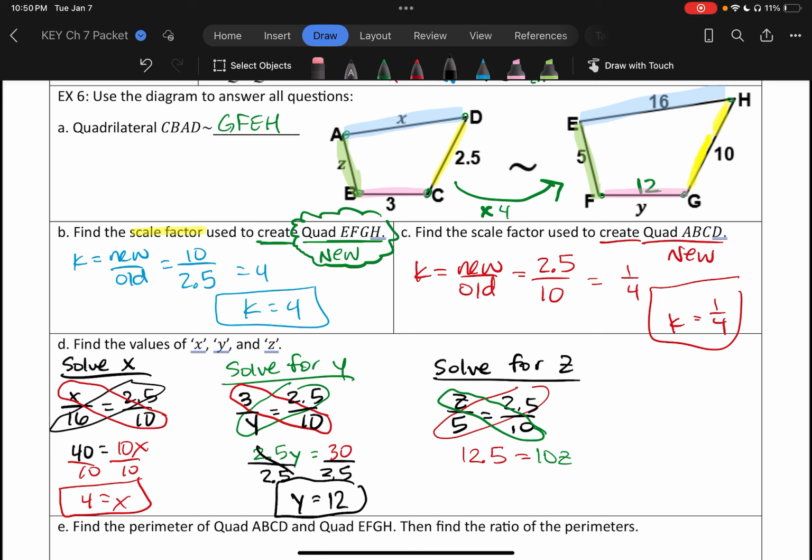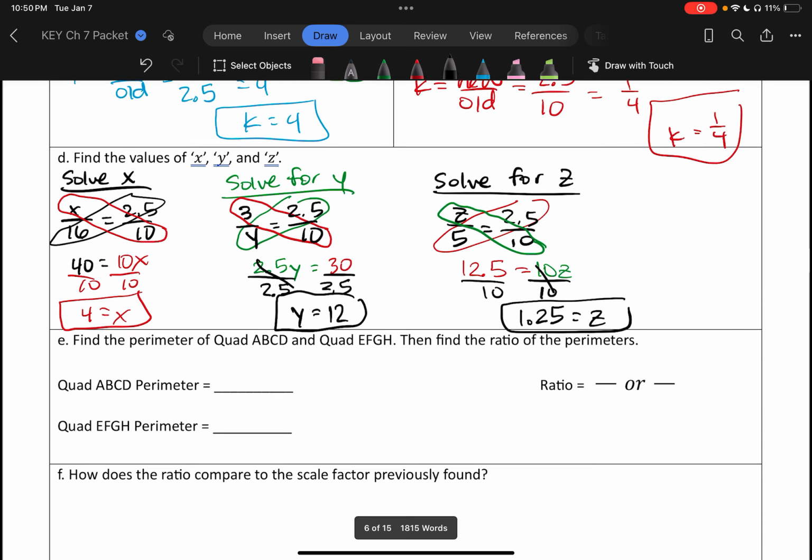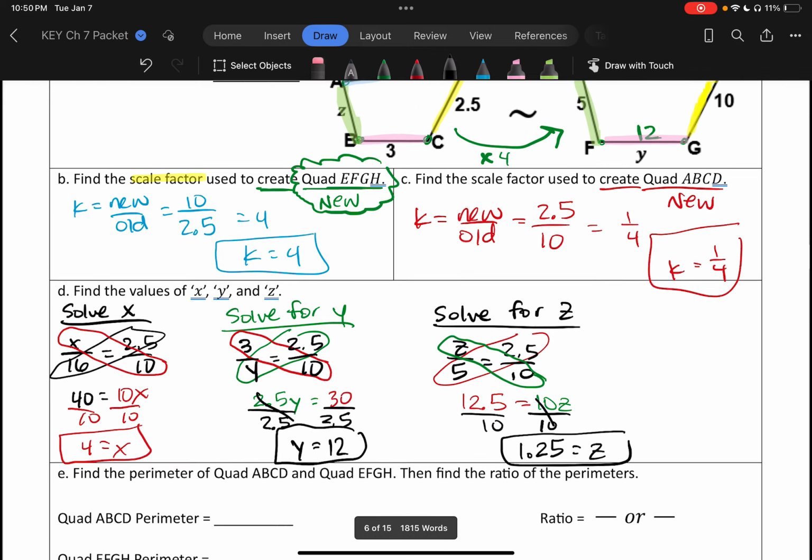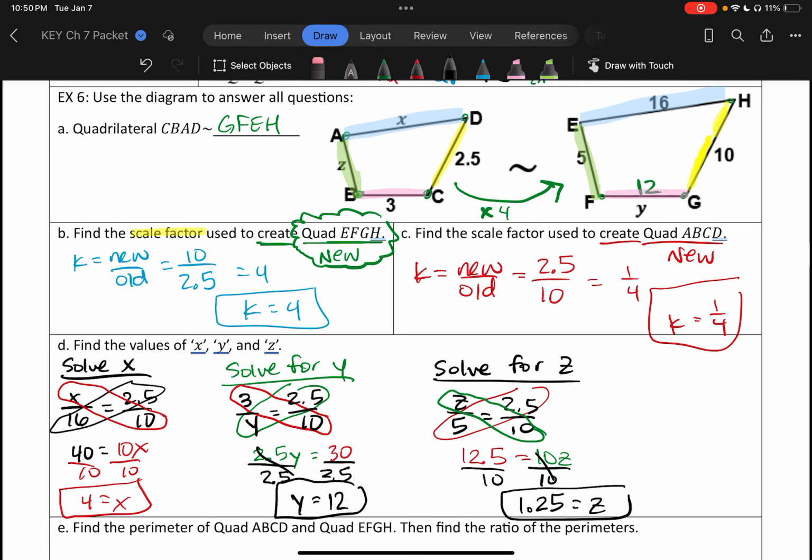Now if I want to solve for z, divide both sides by 10. If you divide both sides by 10, what you get is 1.25. It's equal to z. Okay, and so at that point we found all of the values of x, y, and z. Okay, moving on with the notes, it says find the perimeter of quadrilateral ABCD and quadrilateral EFGH. So now that we know the length of each side, what I'm going to do here is label all of the values that we got here.